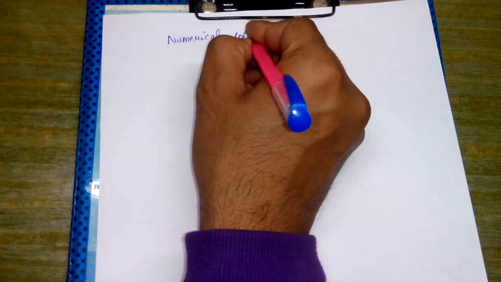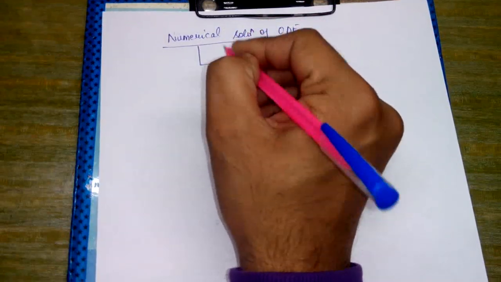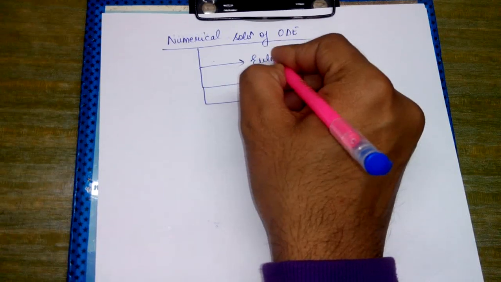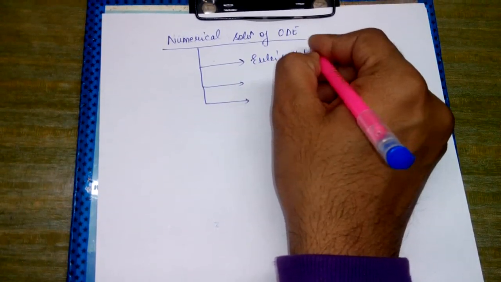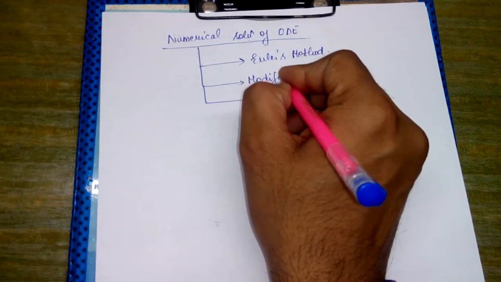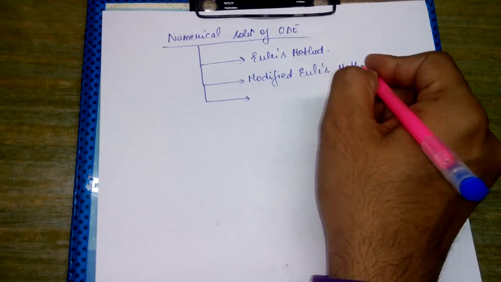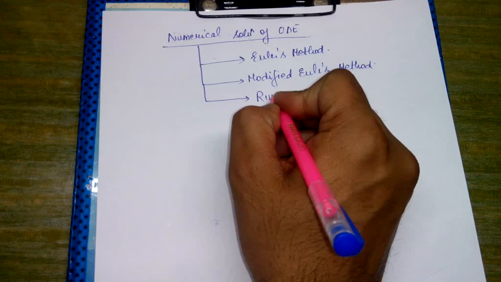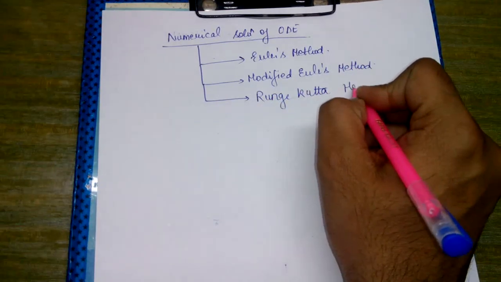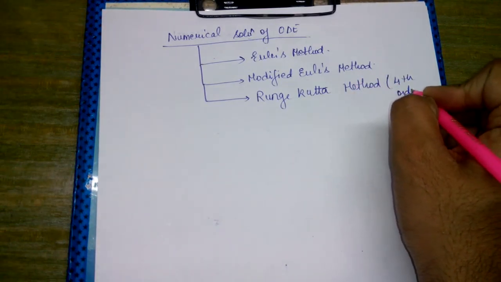Now next we will start with the numerical solution of ordinary differential equations. And these ordinary differential equations are actually solved by three methods. One is the Euler's method. Other is the modified Euler's method. And we have the Runge-Kutta method, and this is actually of the fourth order.